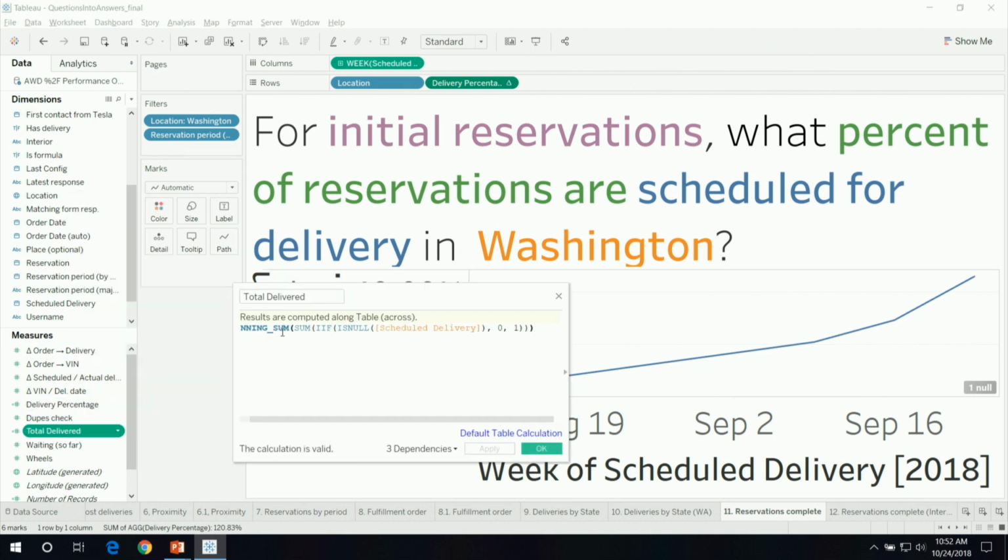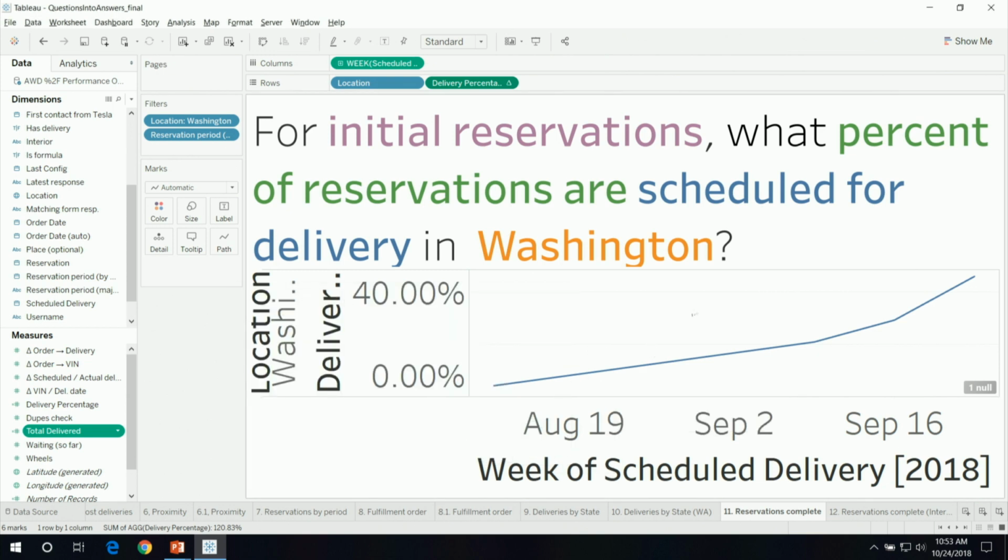Total delivered is a running sum. Because what I want to know is not how many were delivered this week, but as we got to this week, how many total have been delivered? So I'm generating a running sum. And so the good news here is that it looks like we're running at about, each week they're now up to 15% per week.